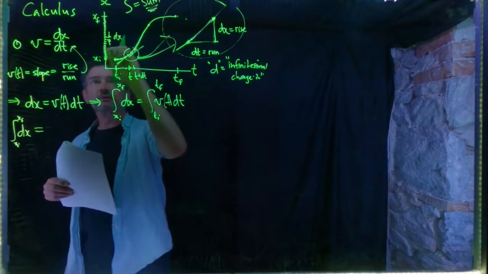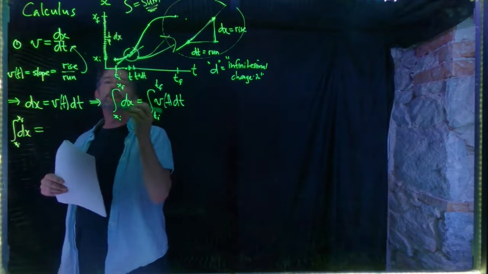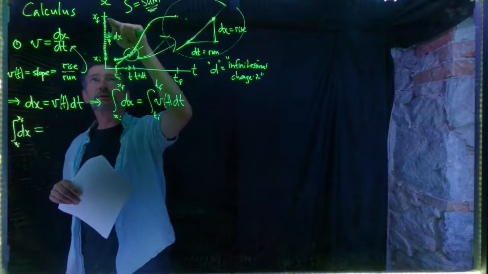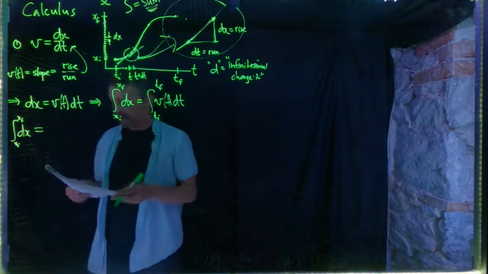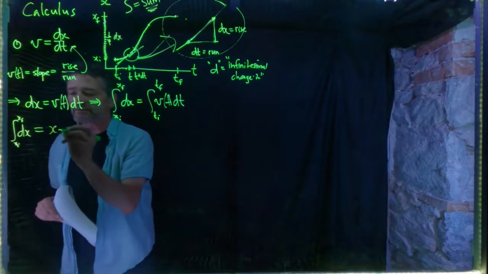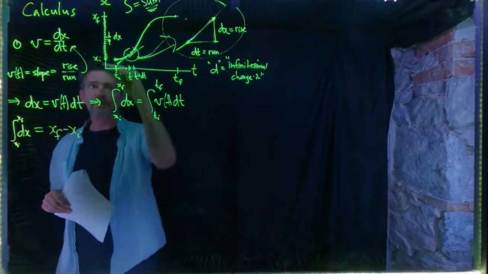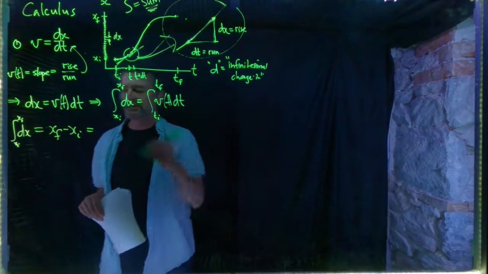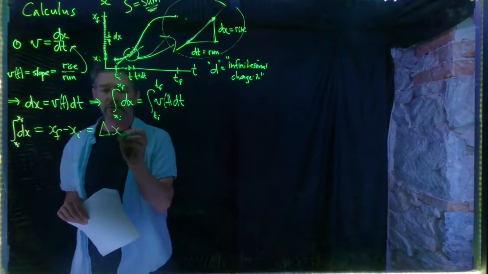If you add all those little dx's up, you'll get a displacement equal to the distance from here to here, x final minus x initial. So the integral of dx is just the rises, which is x final minus x initial, the net rise, the total rise. Okay, and we give this a special symbol. So we give this the symbol delta x.